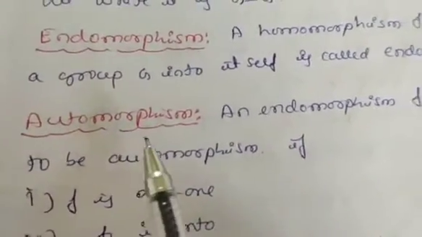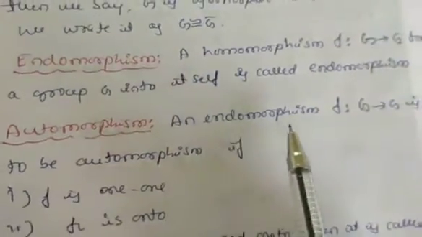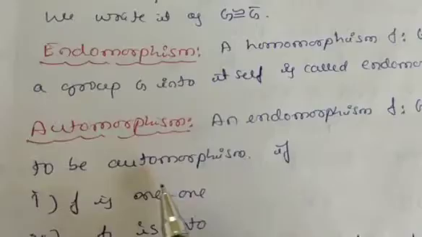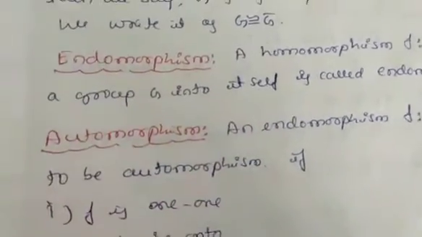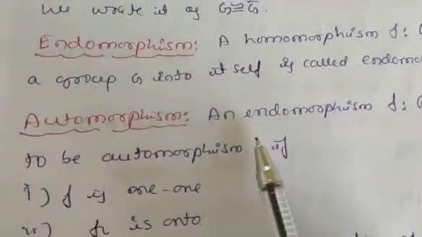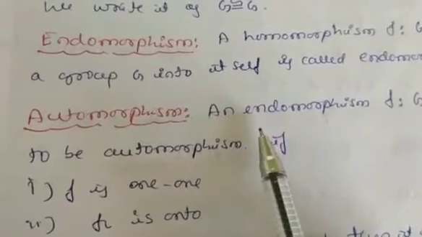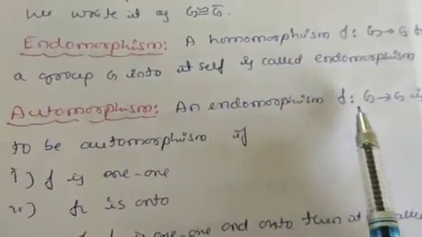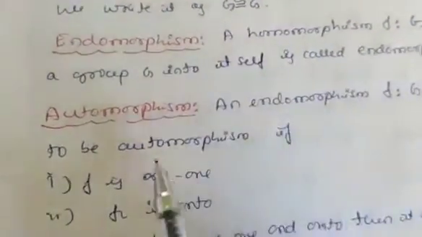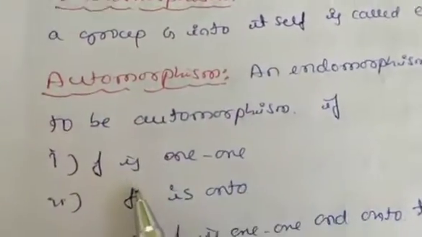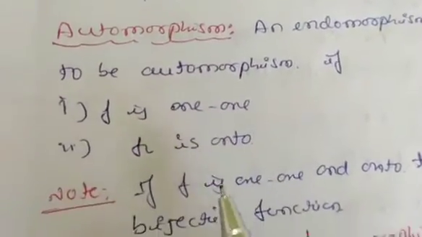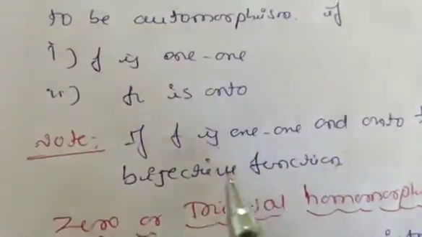Next one is automorphism. An endomorphism F from G to G itself is said to be automorphism. Here also first it is endomorphism, means it is a homomorphism from a group G into G dash. Then its mapping F from G to G is called automorphism if it satisfies these two conditions. If it is 1 1 and onto, then we can call it as an automorphism.